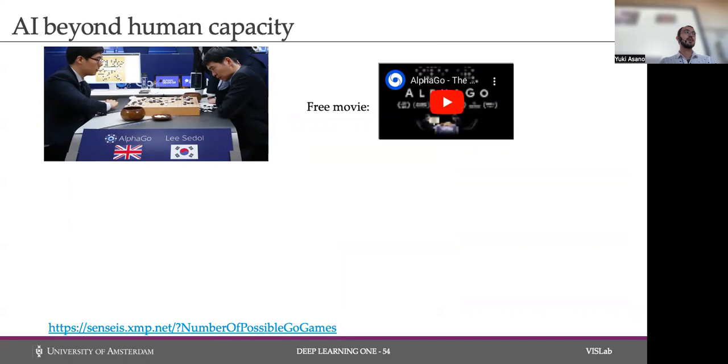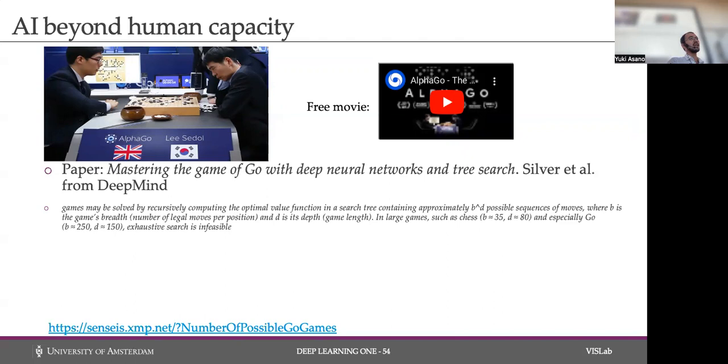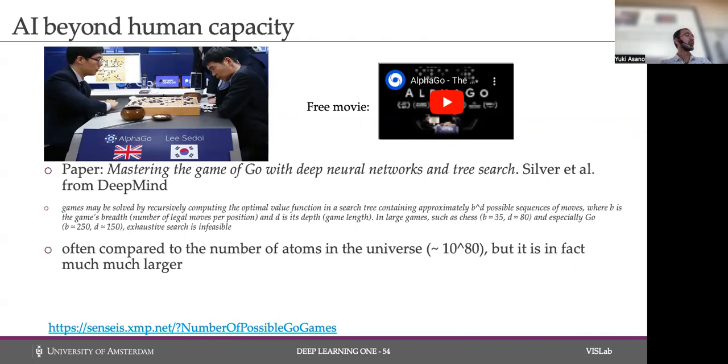This is taken from the paper called Mastering the Game of Go with Deep Neural Networks and Tree Search. And Go, as with chess, can be roughly approximated by b to the power of d possible sequences. This is how many possible moves there are in a game. For chess, b is roughly 35 and d is 80. It depends on the board size, basically. And for Go, the board size is a lot bigger and you can do pretty much all kinds of moves every time, which doesn't sound too impressive, right? These are just the numbers. But the better comparison is that the number of possible moves in the game of Go is much, much larger than the number of atoms in the whole universe. So it's a really, really difficult game.